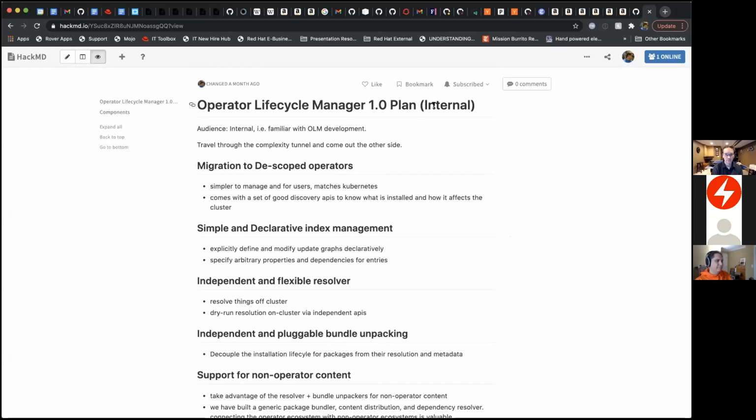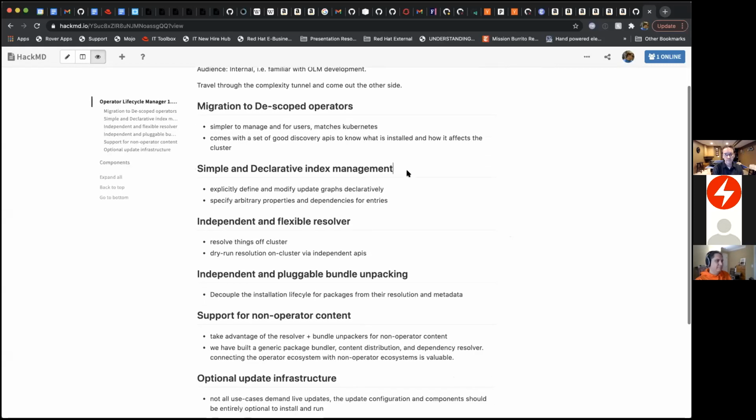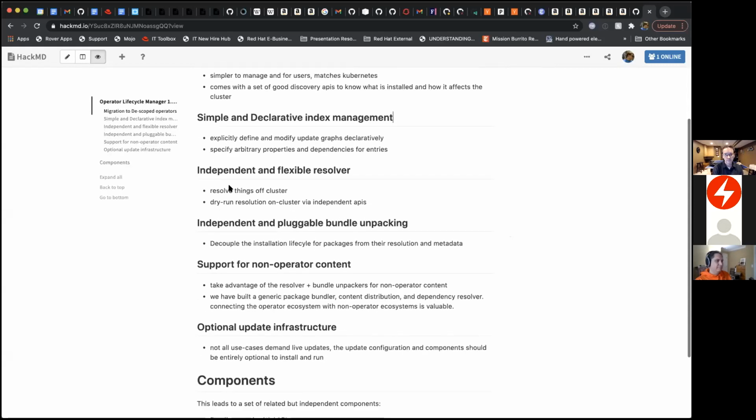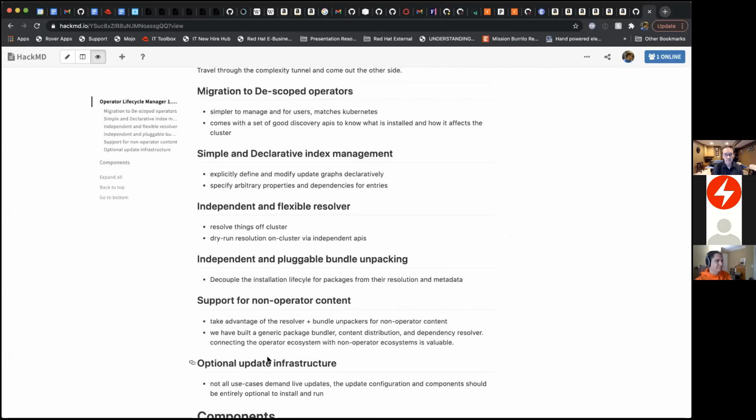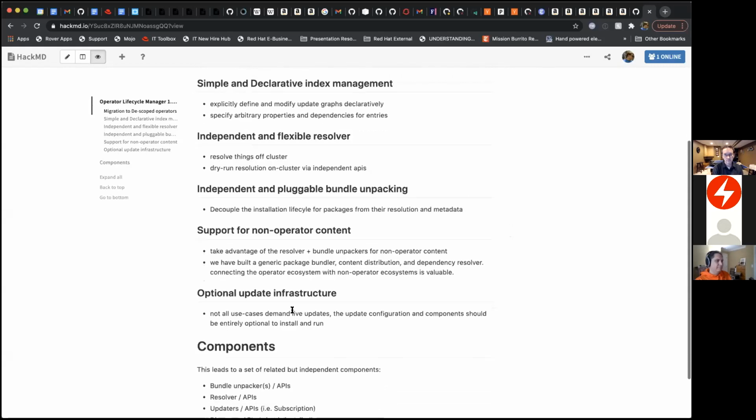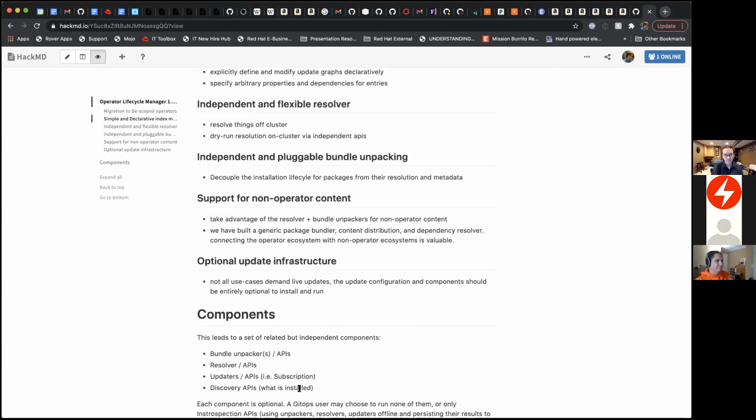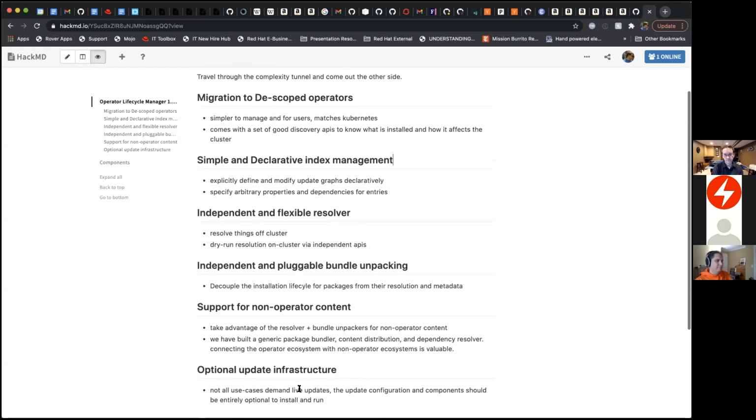So this is kind of my notes on what I thought 1.0 looks like. It's internal, but that's not Red Hat internal. I don't think this document makes sense to someone who hasn't spent a lot of time with OLM and maybe has developed OLM before. That's the internal that I mean. So it's mostly a set of initiatives that I want to see through to the end, and then what I think the components look like once we've followed those through to the end.